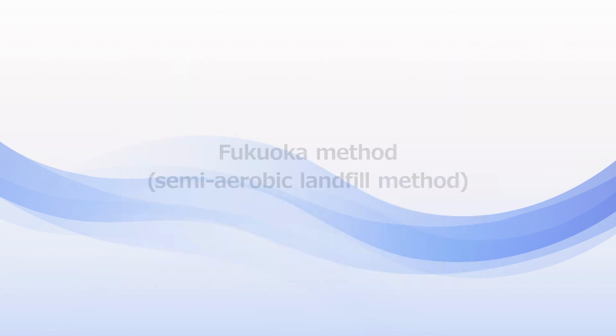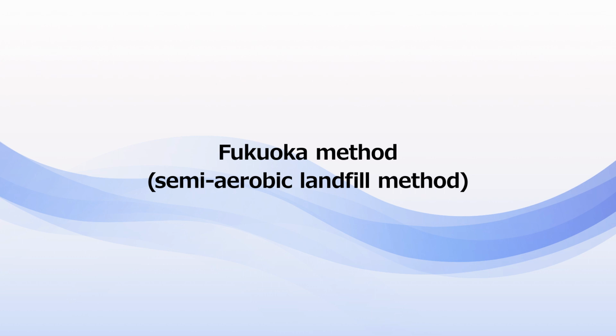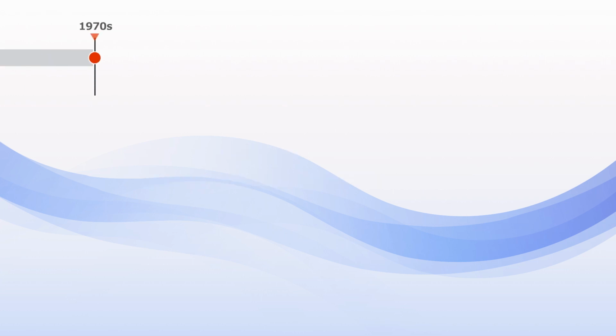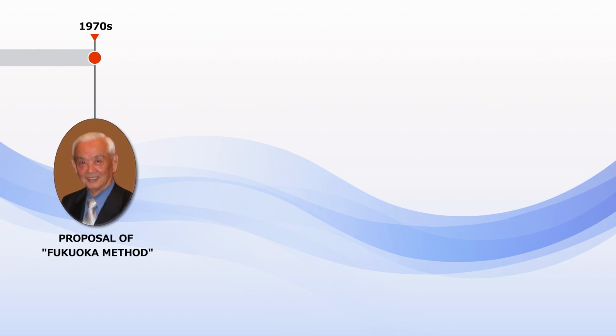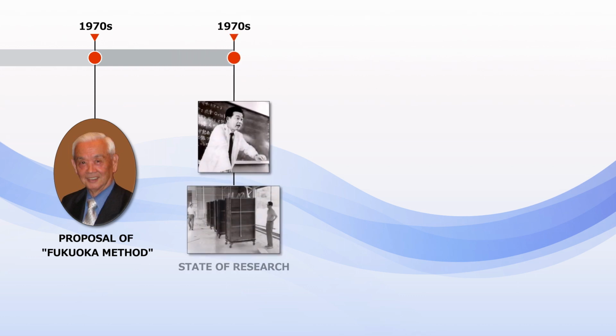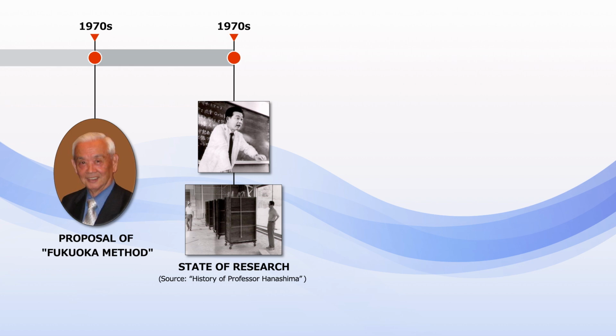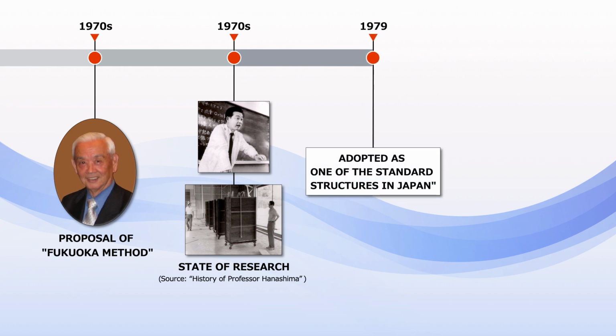The Fukuoka method is a groundbreaking construction method that makes effective use of the power of nature, is easy, low cost, and enables early stabilization. It was invented by Professor Emeritus Masataka Hanashima of Fukuoka University. Initially, the Fukuoka method was researched for practical use with the cooperation of Fukuoka University and Fukuoka City, and it is currently adopted as one of the standard structures for final waste disposal sites in Japan.